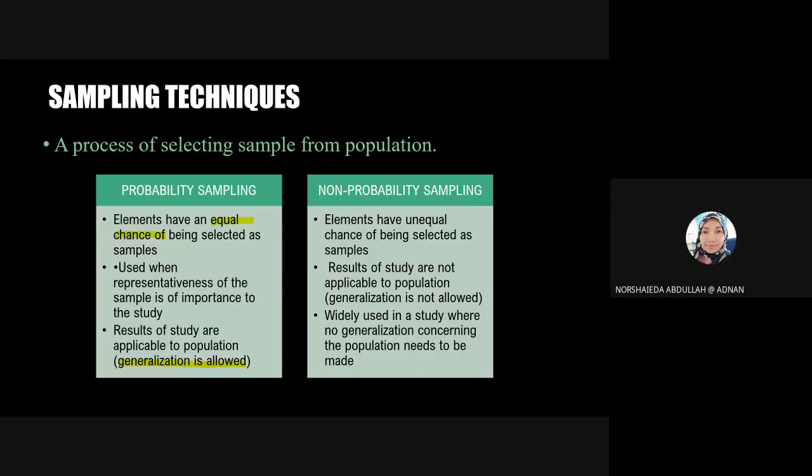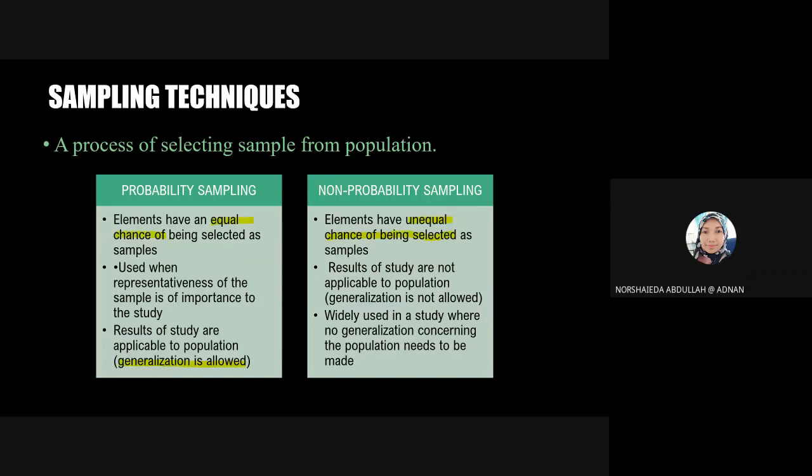Okay, so non-probability sampling, elements have unequal chance of being selected. So dia ada element of bias exist there, and the results of the study are not applicable to the population. Okay.